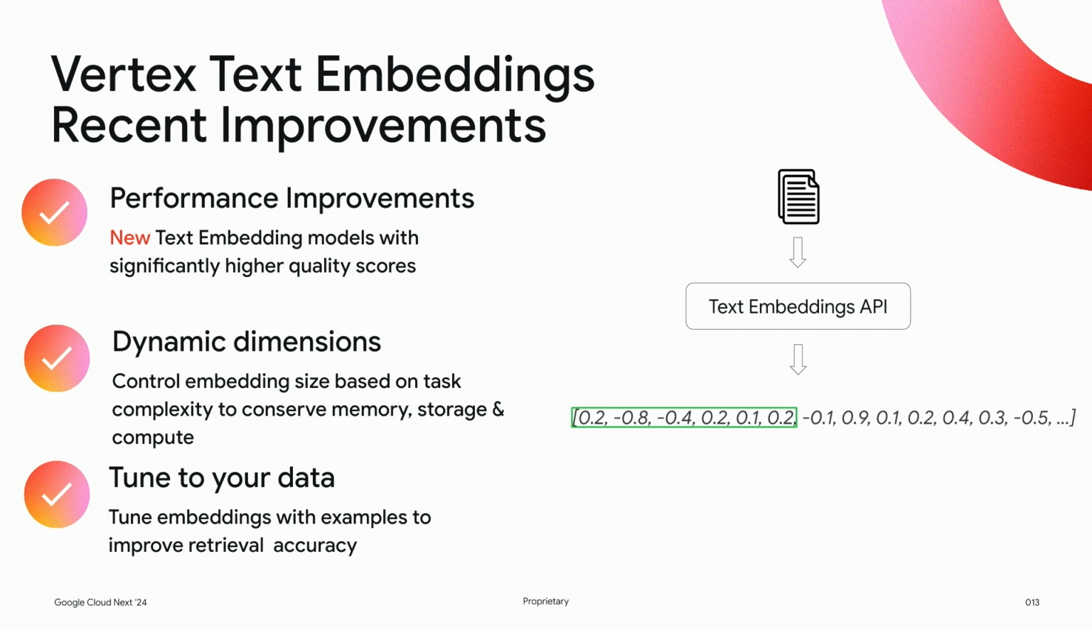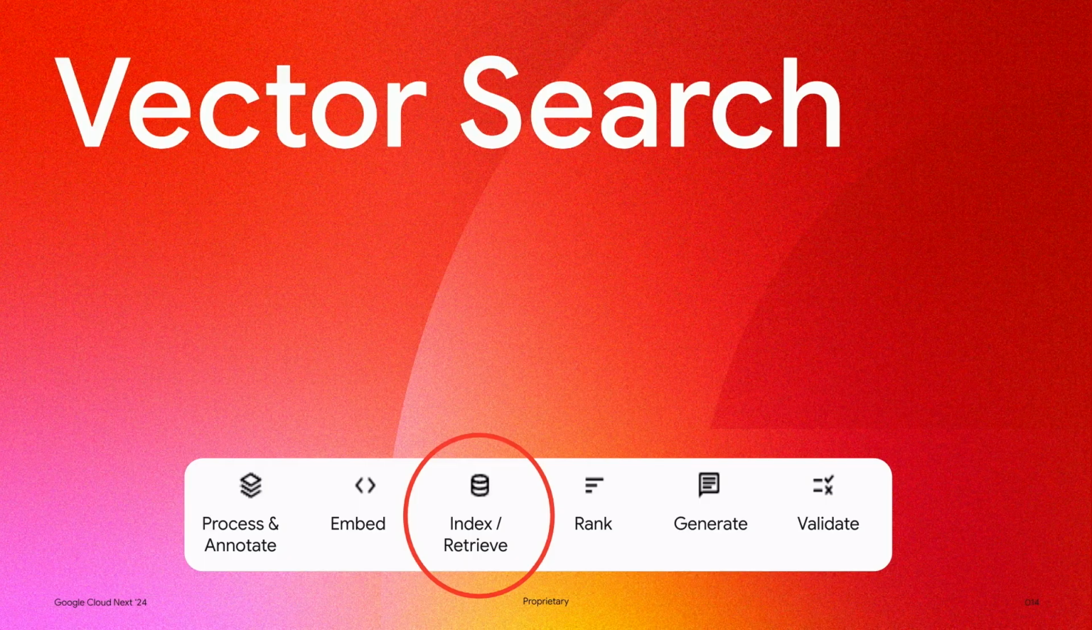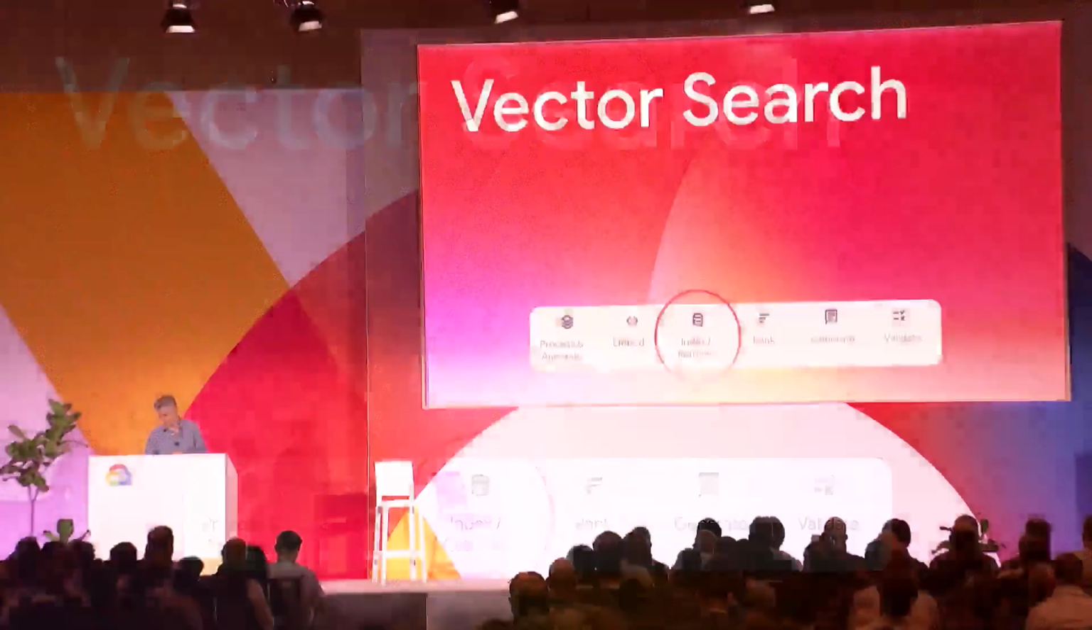And of course, the embedding API comes with the ability to tune embedding models. You give a bunch of examples from your domain, and you improve the quality of the generated embeddings to improve retrieval. So after you have done this, you need some place to put those embeddings, right?